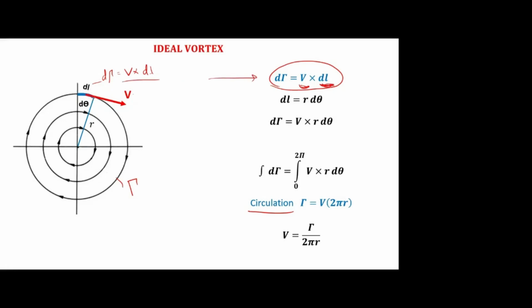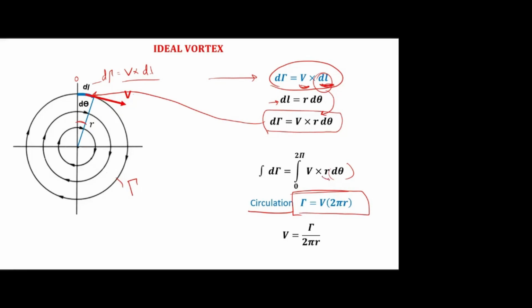And this arc length, I can write as r d theta. Assume the radius is r and the angle is d theta, then dl is equal to r d theta. Instead of dl, substitute r d theta. So this is the strength of this small section dl. Now if you want to find the complete strength of the vortex, you have to integrate it from 0 to 2 pi. If you integrate, this will be theta. Substitute the limits, and you will get gamma is equal to v into r into 2 pi. That I have rewritten as v into 2 pi r.